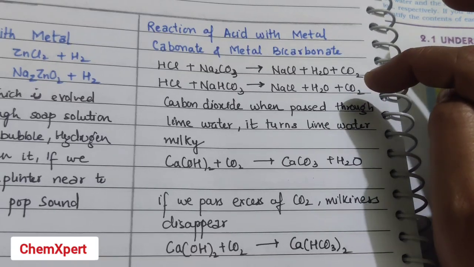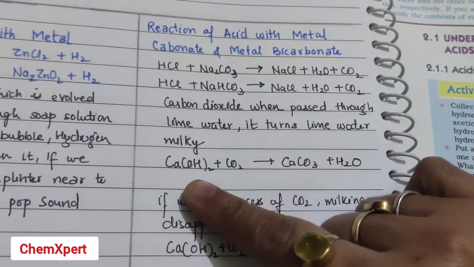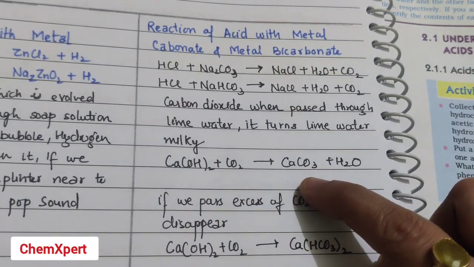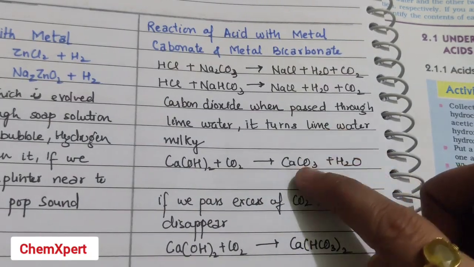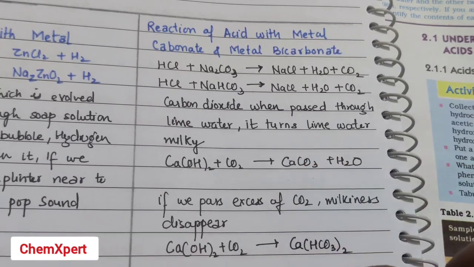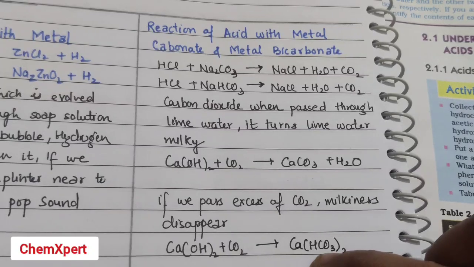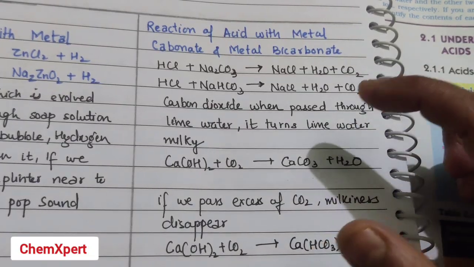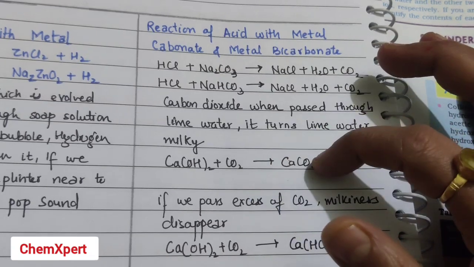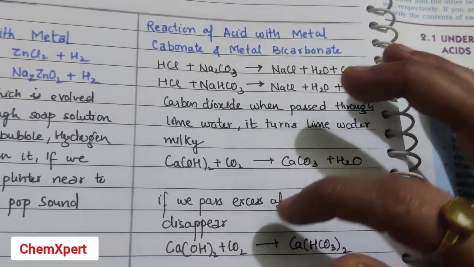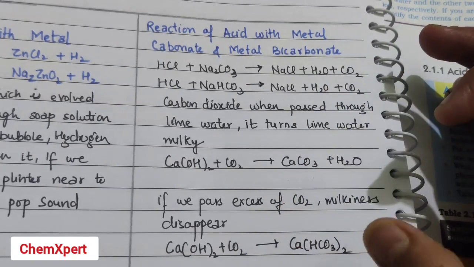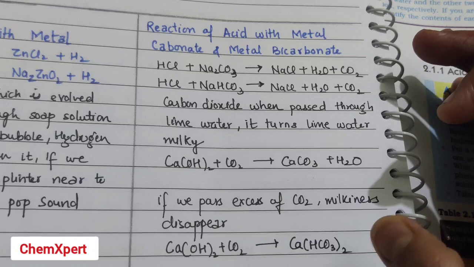When this carbon dioxide is passed through lime water, it turns lime water milky, that is the formation of calcium carbonate. But if we pass excess carbon dioxide, then this milkiness disappears because of the formation of bicarbonate. So this is a very important part: how is carbon dioxide detected by passing through lime water? What happens if we pass excess carbon dioxide? Then the milkiness disappears due to the formation of calcium bicarbonate.